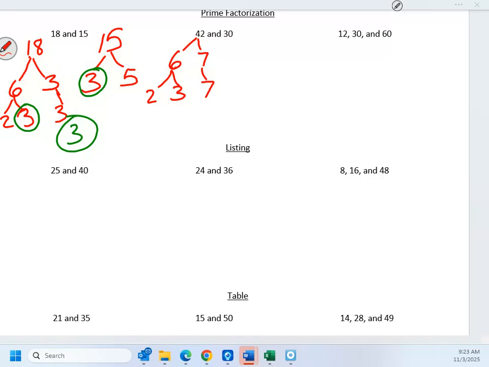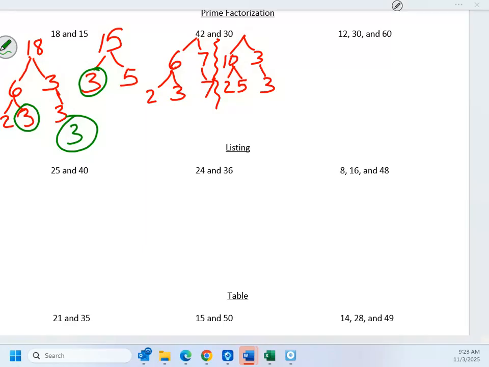Now I have my 30. What are two factors of 30? 10 and 3. Can I break down my 10? Yeah. 10 can get broken down into 2 and 5. 3 cannot be broken down. I'm going to just do a little line there to separate them so I know where my numbers are. Now remember, I need to see what numbers they share in common.